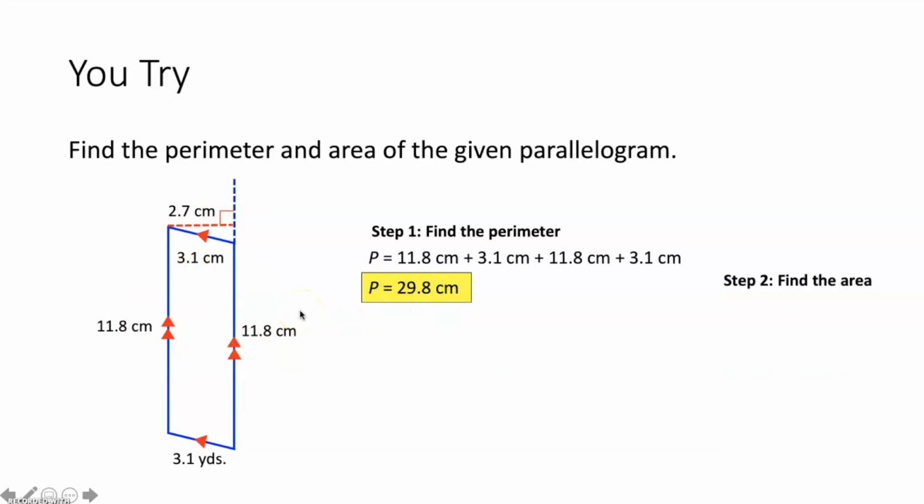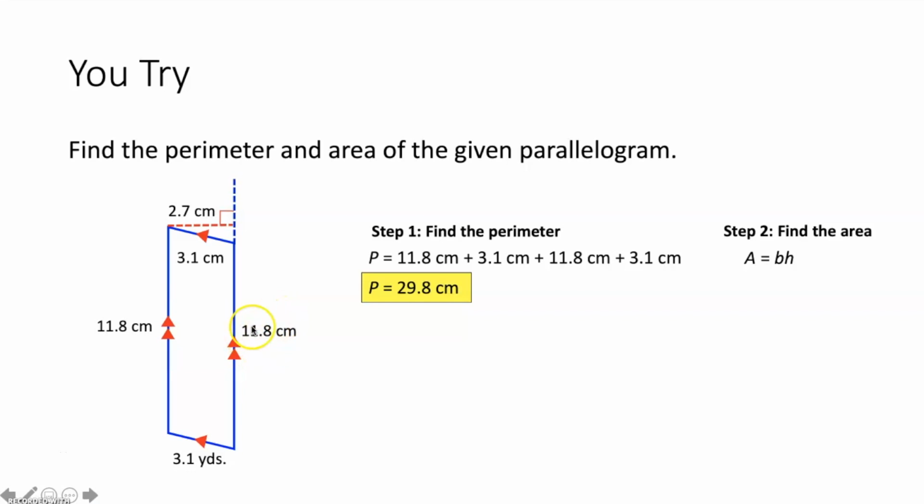Next, we need to find the area of this parallelogram. And we know the area of a parallelogram formula is area is equal to base times height, just like a rectangle. Now, like we said before, any of these sides could technically be your base, but since we're only given one altitude, that means your base must be perpendicular to that altitude.